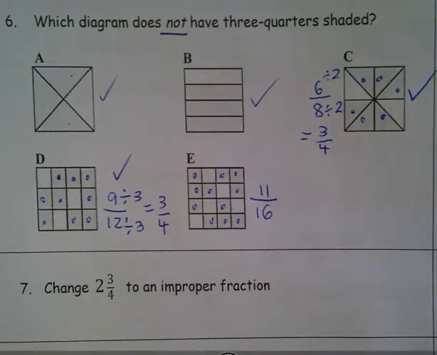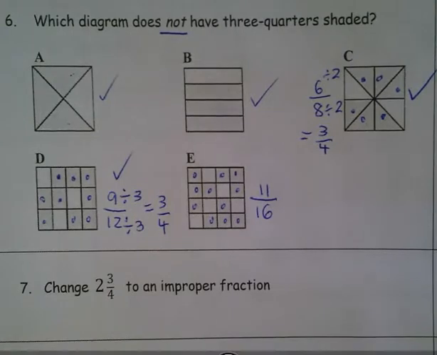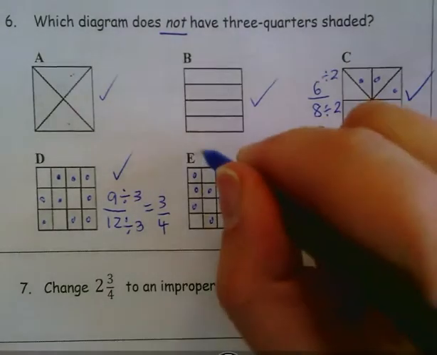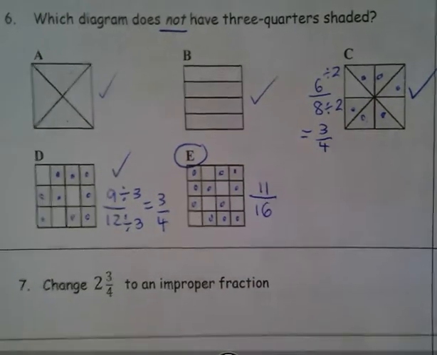Yeah, 12. If 12 of them were shaded, I would have been able to divide both those numbers by 4, and I would have got 3/4. So this one can't be simplified, so the answer here is E.